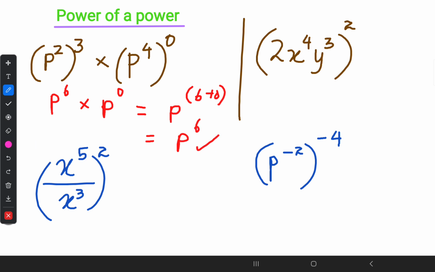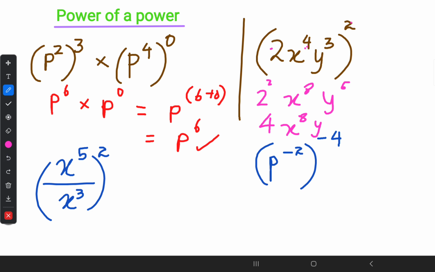In the second question, the whole value has a power of 2. So 2 with the power of 2 and x with the power of 4 times 2. Okay, it already has a power and it has another power, power of a power. So 4 times 2 is 8, y with the power of 3 times 2 is 6. We can write 2 with the power of 2; 2 twos are 4. So 4 x with the power of 8, y with the power of 6.